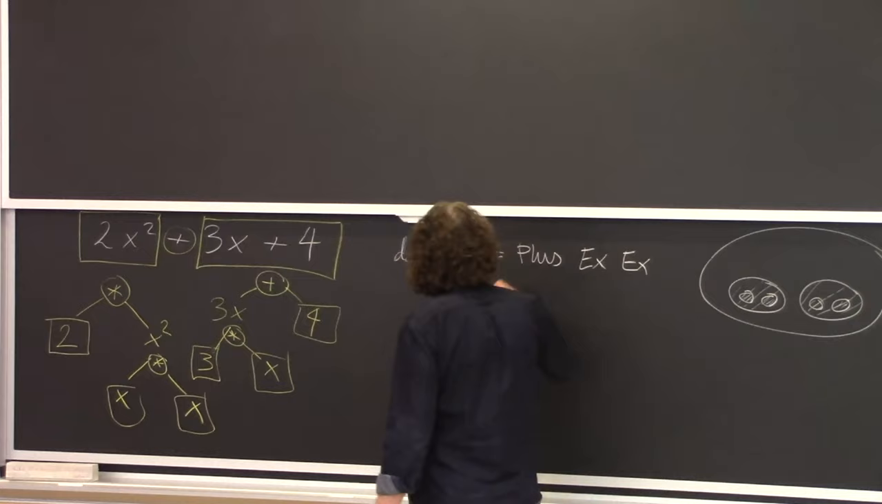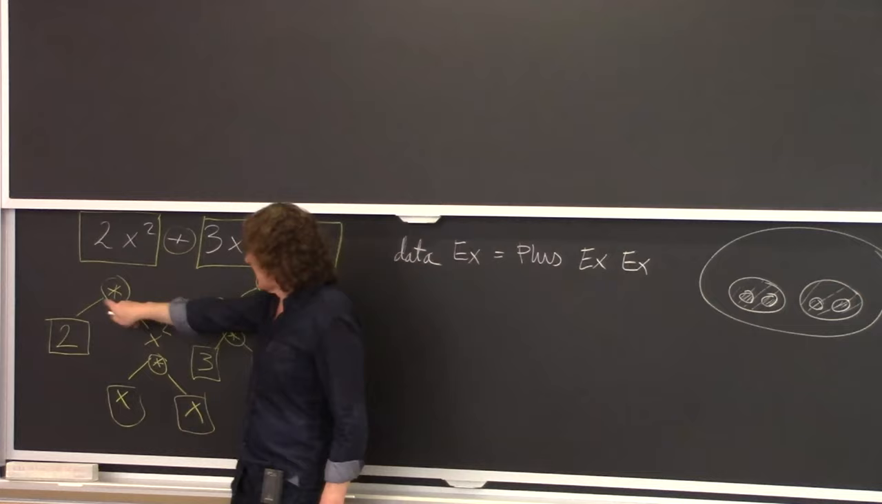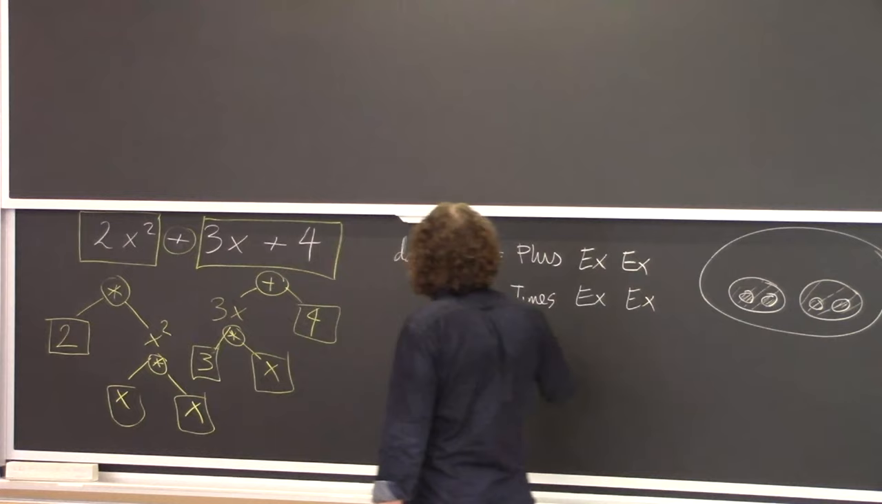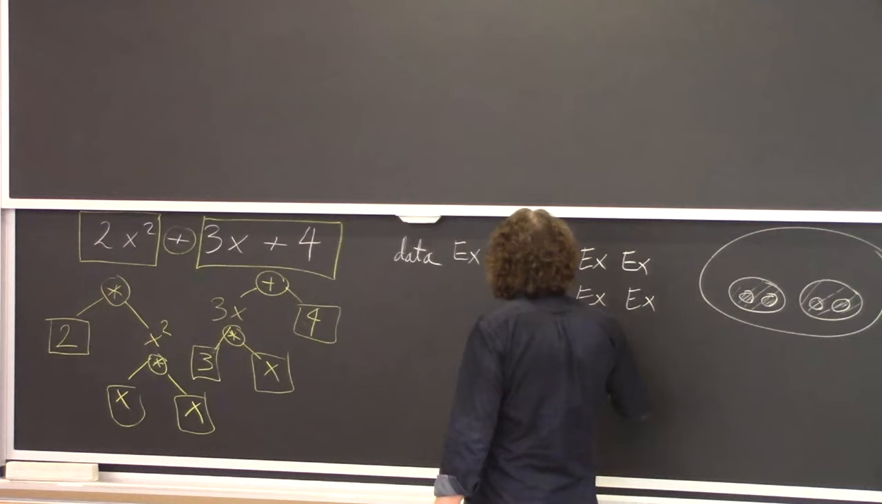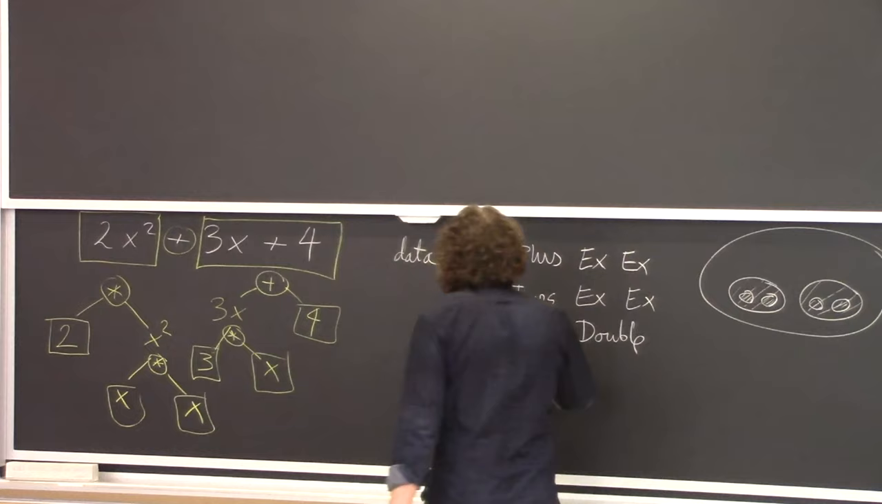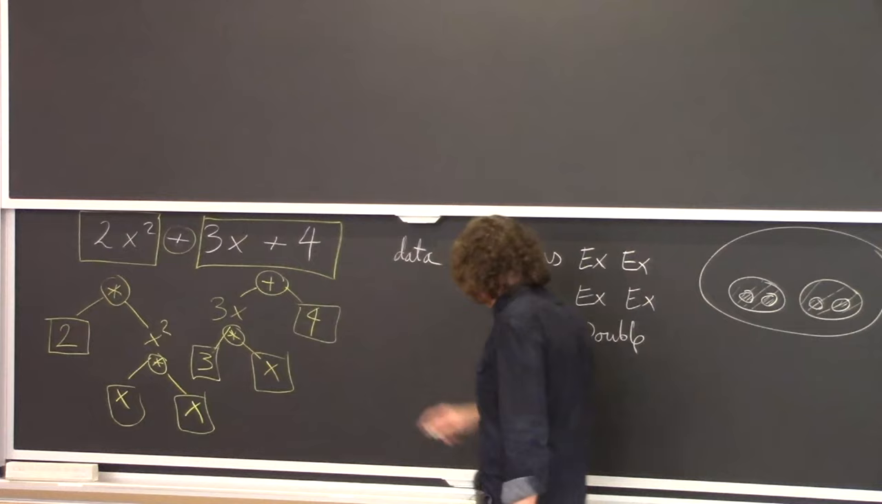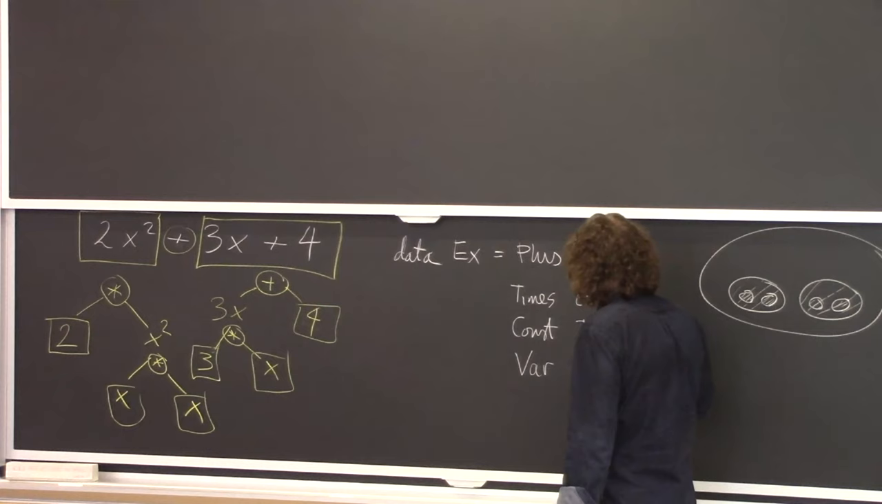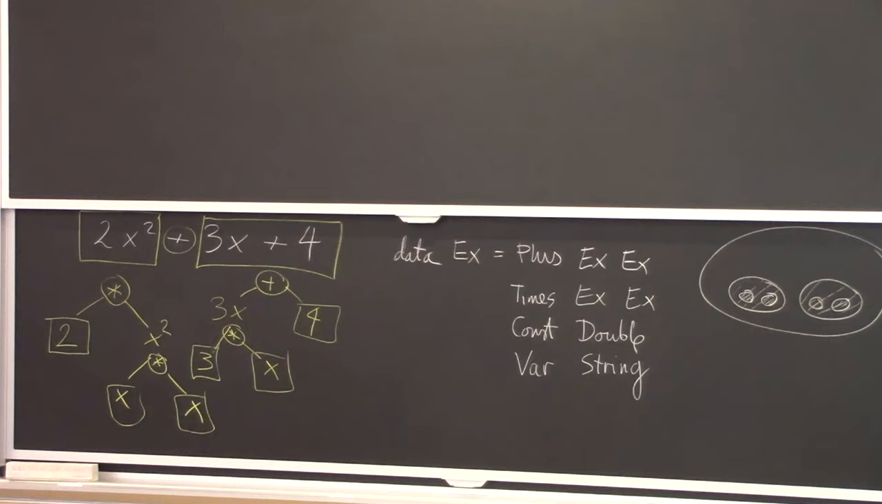There are other ways of forming expressions. This guy, let's call it Times. Times also takes two expressions. Then the leaves, let's say Const, and it takes, let's call it a Double. These 4 and 2 and 3, we'll call them Double, so double precision floating point numbers, although here they are really integers. And then there is Var, and the variable I will say is just a string x, so it will be of type String. And this is fine. This will work. And now I can actually write an evaluator for this.